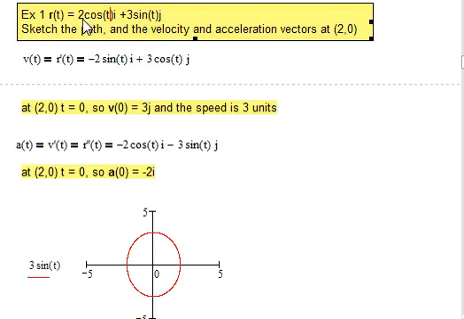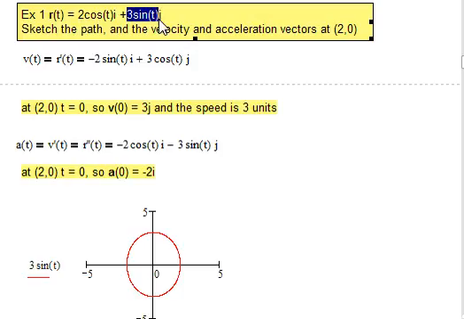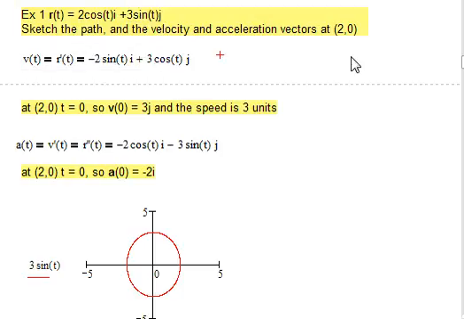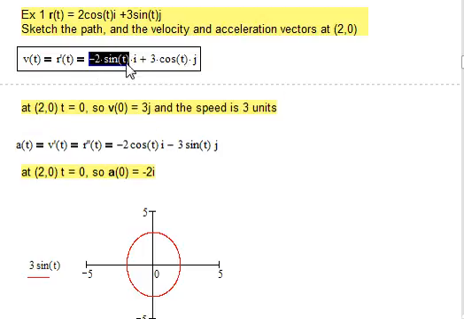So, first finding the velocity vector, the derivative of 2 cosine t is negative 2 sine t, so negative 2 sine t i. The derivative of 3 sine t j is 3 cosine t j, and so there is our velocity vector. And at the point 2, 0, t equals 0. I think I've already explained why that's so. So the velocity vector would be negative 2 times sine of 0 is 0, so just 0i. And then, since t is 0, plus 3 times 1 j, so 3j.